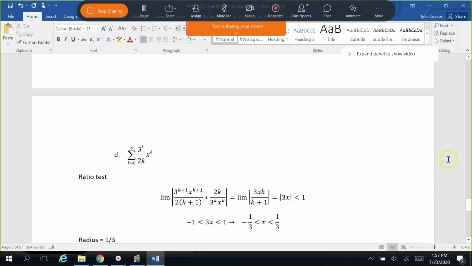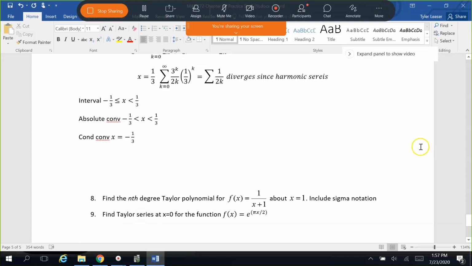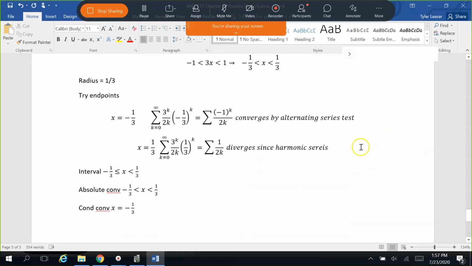Okay, so radius and intervals, are we okay with using the ratio test to get those? Any questions about that?